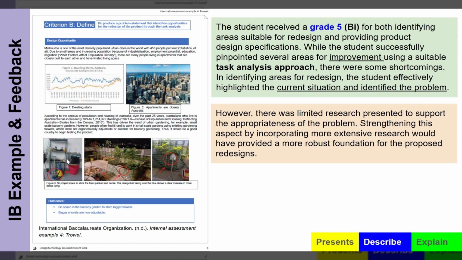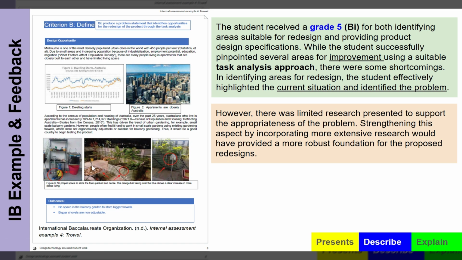Now, I can see here from looking at this example that there is kind of new bits of information here, which shouldn't really be the case. When we look at the improvements, however, there was limited research presented to support the appropriateness of the problem. Strengthening this aspect by incorporating more extensive research would have provided a more robust foundation for the proposed redesigns. So this is kind of very vague, and it's really difficult to exactly gauge what is meant here. So I've broken this down into what the student should have done essentially in the criterion A to achieve a better, basically, criterion B.